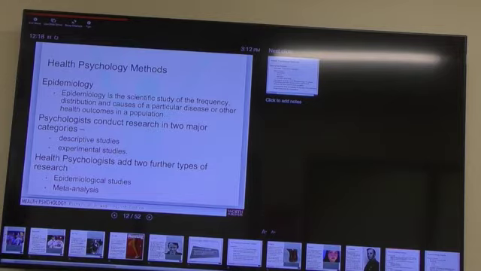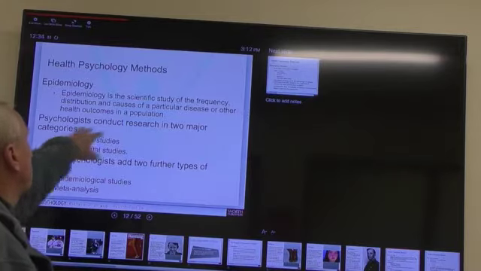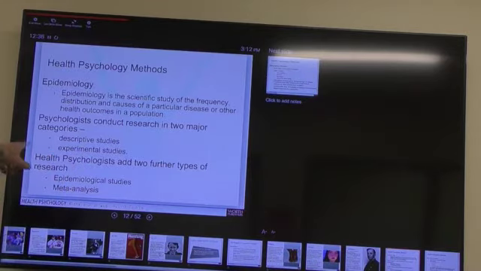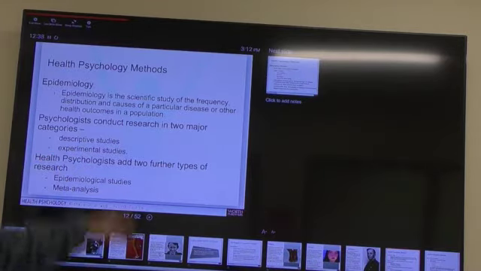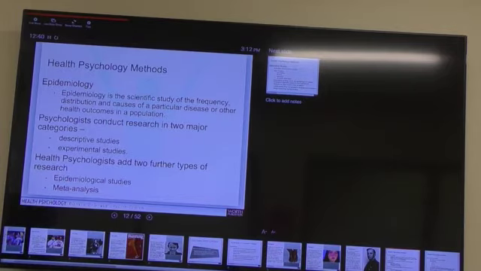So if we want to control this, then we need to understand where it came from. We need to understand how it functions, how people get it, and we need to stop it at its source. And that's known as epidemiology. Psychologists conduct research in 2 major categories, descriptive studies and experimental studies. Health psychologists add 2 further types of research: epidemiological studies, where we're trying to figure out where something comes from.